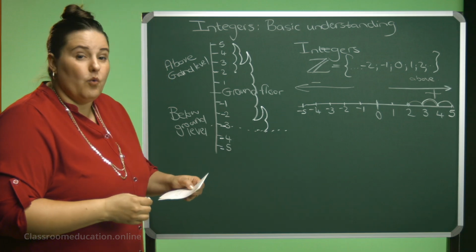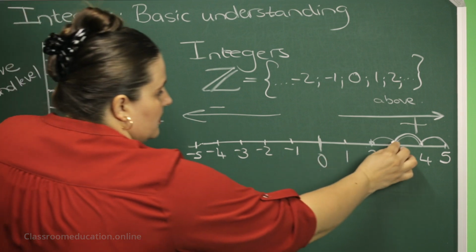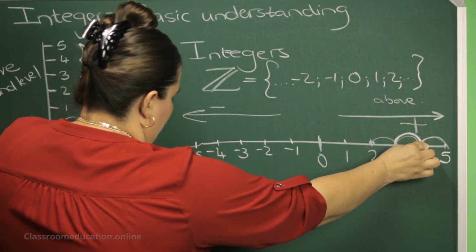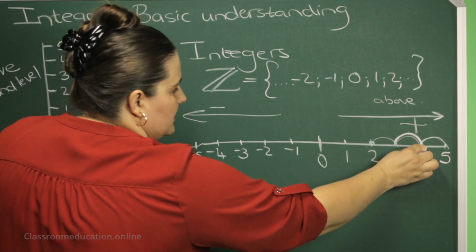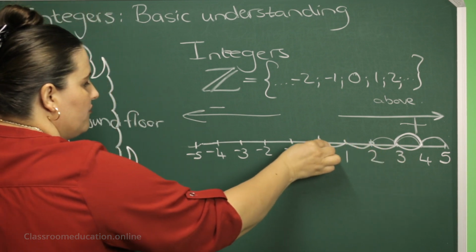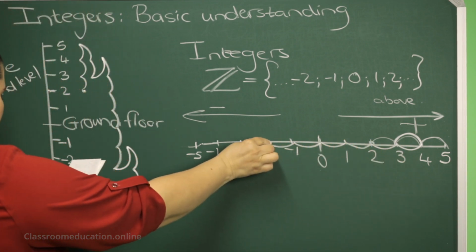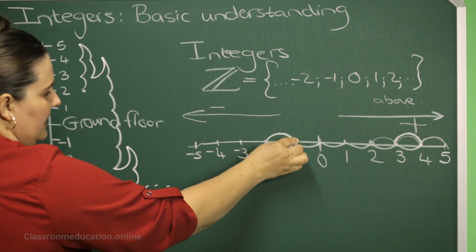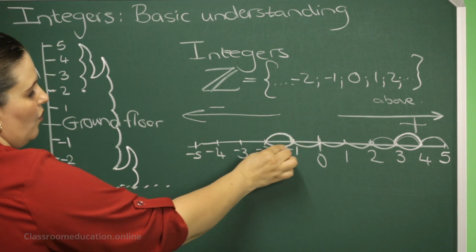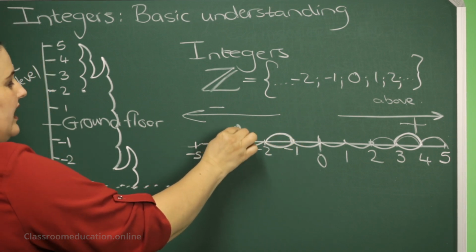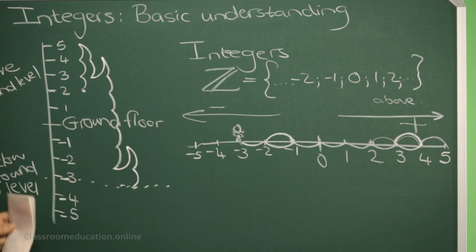Okay, then 1 up. So 1 positive direction, 6 negative direction. 1, 2, 3, 4, 5, 6. 1 positive direction and 2 negative. 1, 2, and there you will end up.